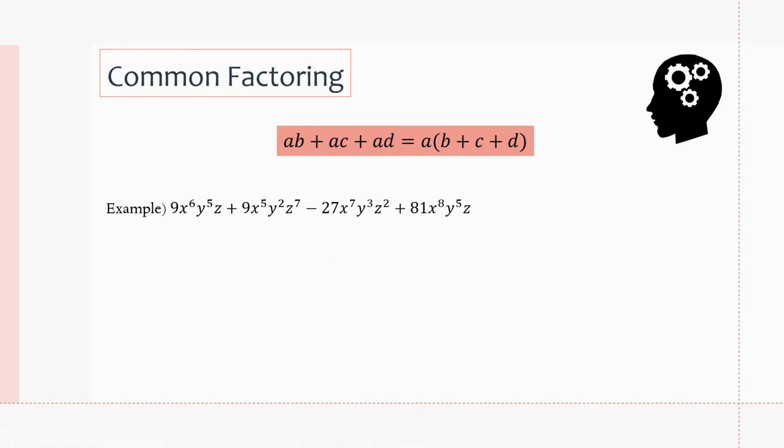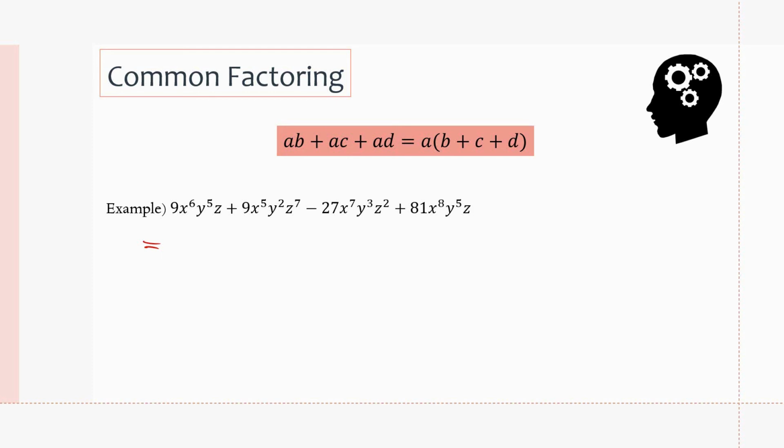Now let's do a quick example to get even more familiar with common factoring. So we have this long polynomial: 9 times x to the 6, y to the 5, z, plus 9x to the 5, y squared, z to the 7, minus 27, x to the 7, y to the 3, z squared, plus 81, x to the 8, y to the 5, and z.